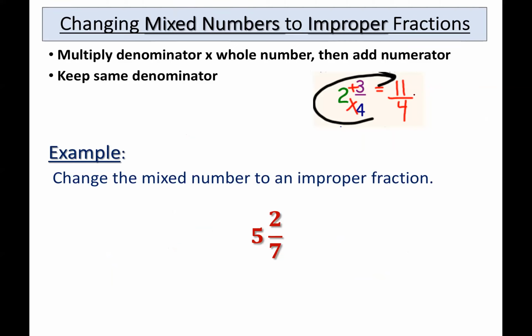Changing mixed numbers to improper fractions, you're going to multiply kind of in the direction of this arrow right here. So you'll take the denominator times that whole number. In this example, 2 3/4, I'm doing 2 times 4, and then adding the 3. So 2 times 4 is 8, plus 3 would be 11. And here's a visual for this, by the way.